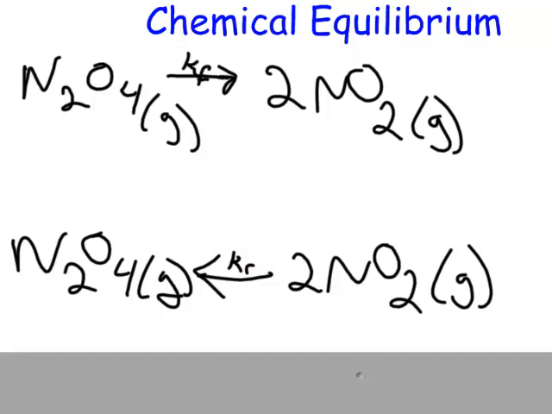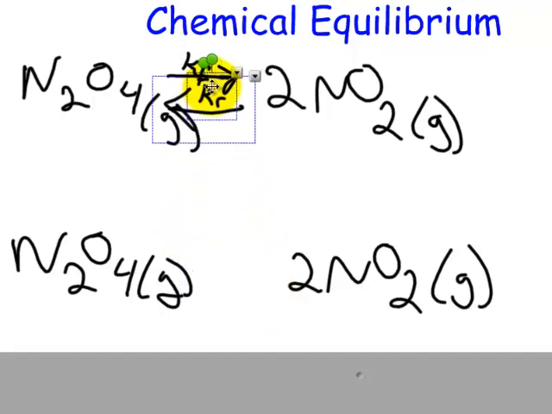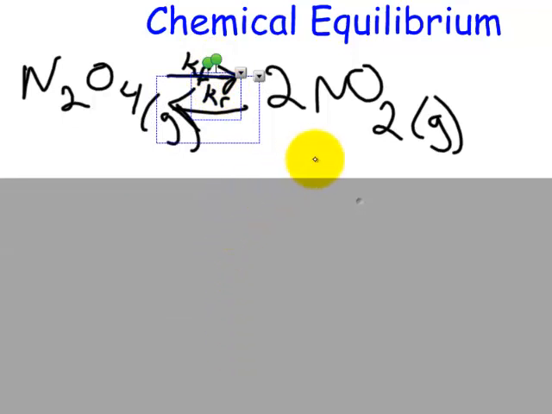Now, usually, we don't actually write the equation twice. What we'll do is write it once with a double arrow. N2O4 is going to NO2, but 2NO2 is also going back to N2O4. When you see that double arrow, you know the reaction is going both ways.